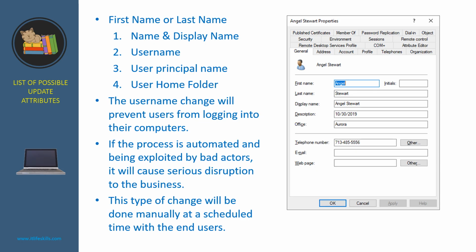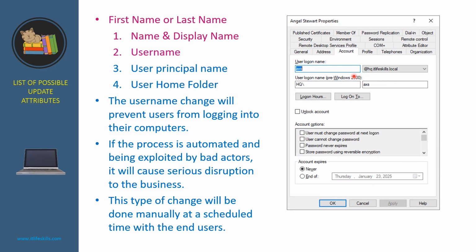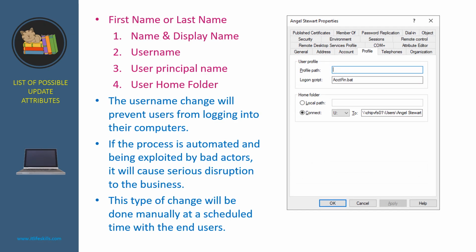As you may know, in the US, people may change their first names when they become US citizens, or ladies change their last names to their husband's last names after they get married. And when the first name or the last name changes, it will cause the name or the display name of the user to change, and it also changes the usernames of the user, and also the user principal name will be changed. And finally, it also changes the home folders of the users.